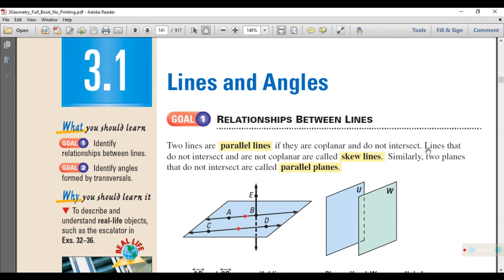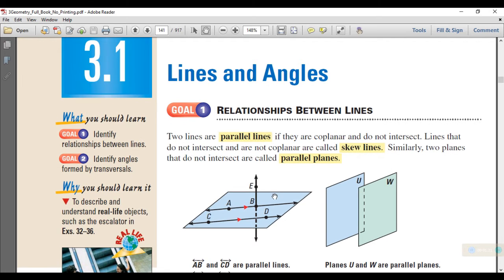Kasi sabi ko nga kanina, may mga lines din tayo na hindi naman parallel, pero hindi rin magmi-meet kahit kailan. So, ang tawag naman natin doon, skew lines. Lines that do not intersect and are not coplanar are skew lines. So, kailan nagkakaroon ng skew lines? Pag may dalawa kang plane, halimbawa, U and W.